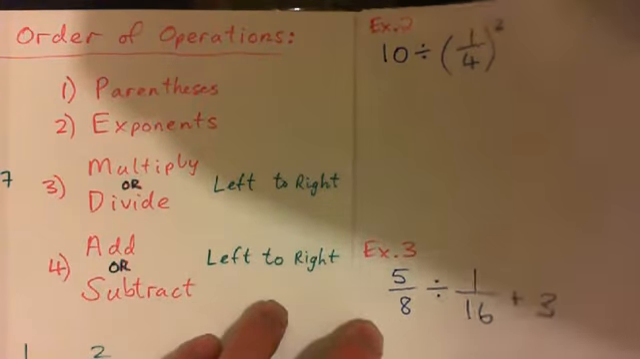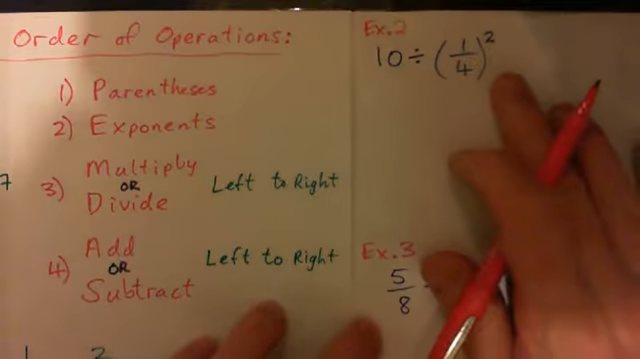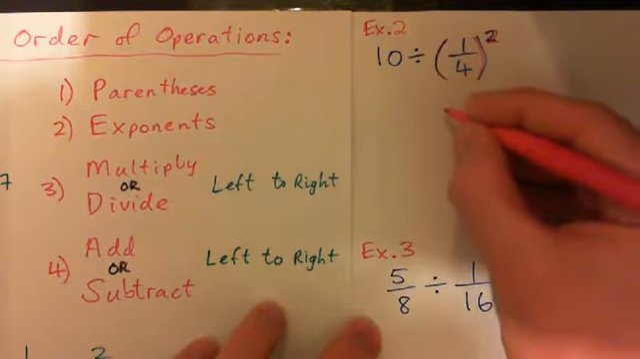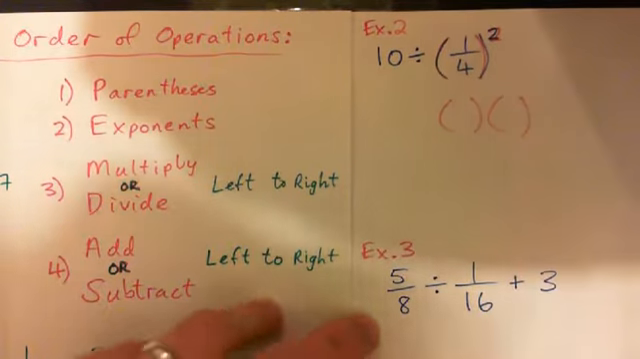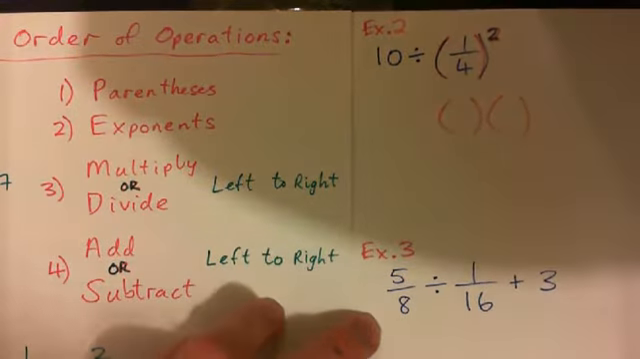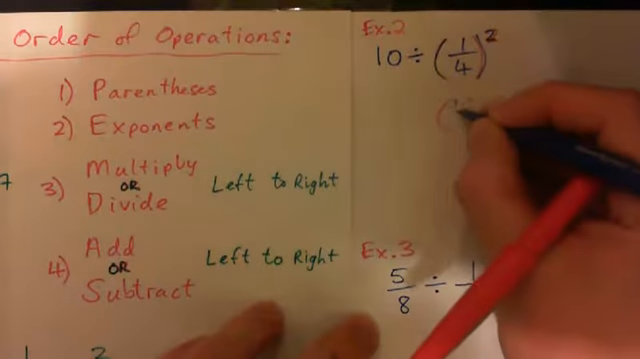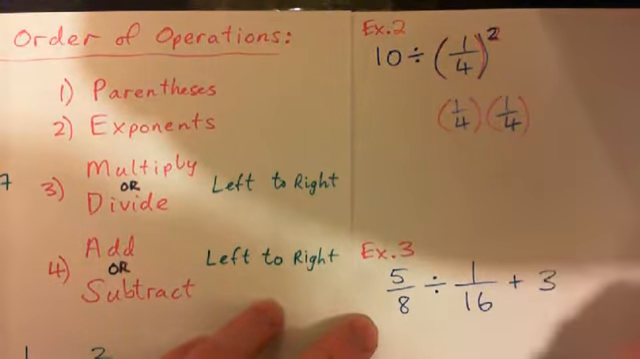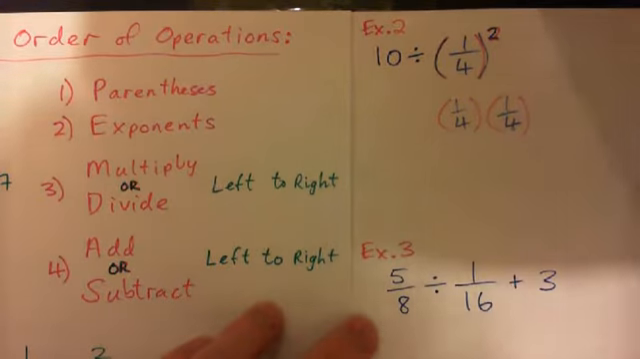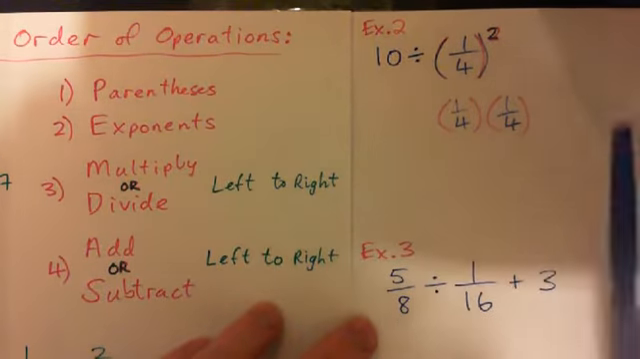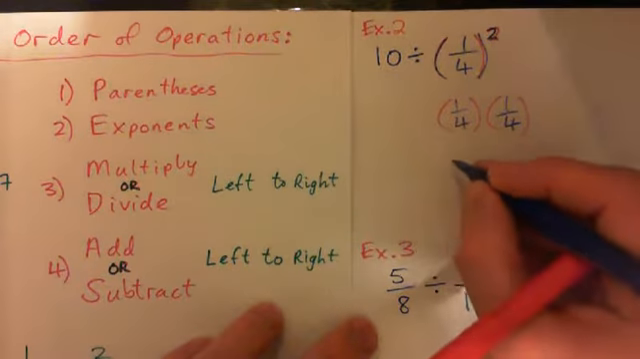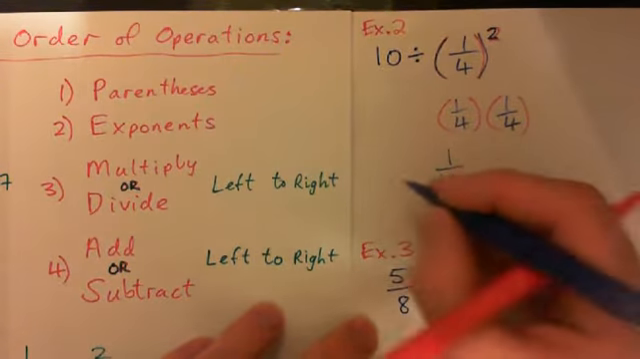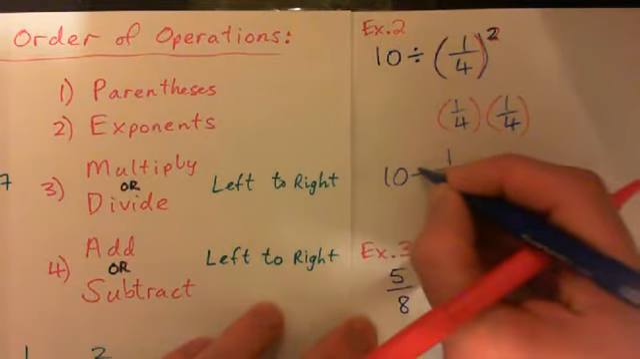So let's go ahead and do that. 1/4 squared is 1/4 times 1/4, isn't it? And I guess we could go ahead and calculate that. That would be 1 over 16. And so then the next thing is division, right?